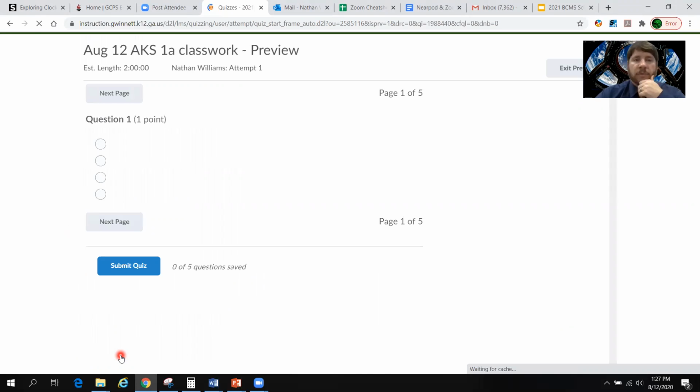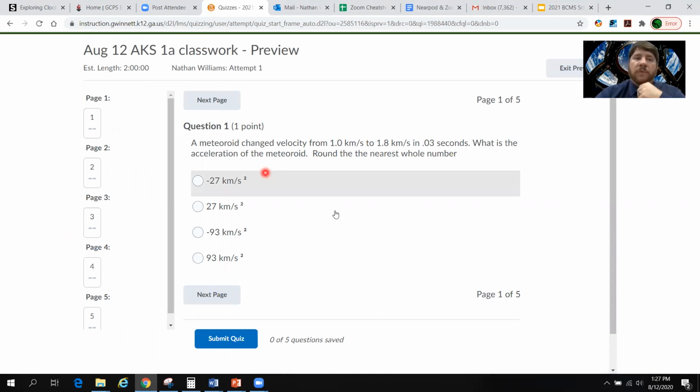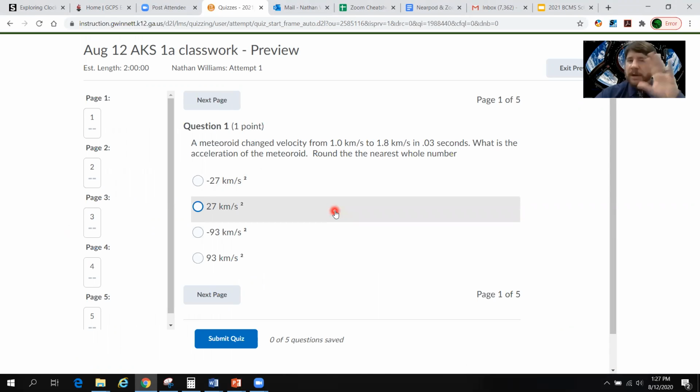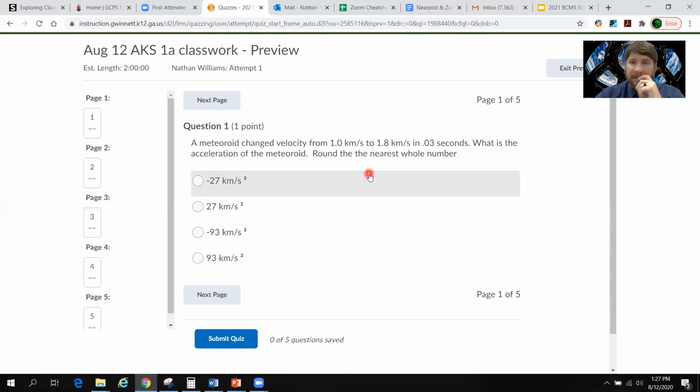And we're going to work through 2 questions. And question 1 here says, and I think they might be randomized in their order, so number 1 for you might be different. Keep that in mind. But it says a meteoroid changed velocity from 1 kilometer per second to 1.8 kilometers per second in 0.03 seconds. What is the acceleration of the meteoroid? Round to the nearest whole number.